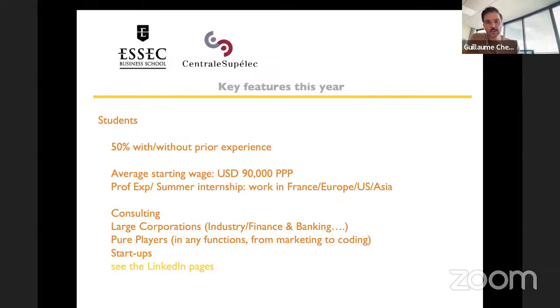The average starting wage at purchasing power parity right now is $90,000 US. It's complicated to compare because, of course, tax regimes are different from one country to the other, but that's what our alumni have been telling us.